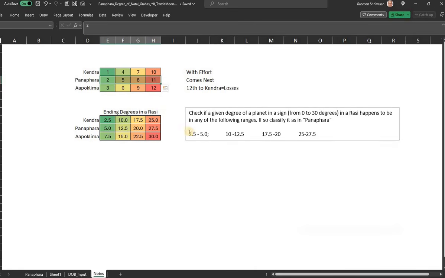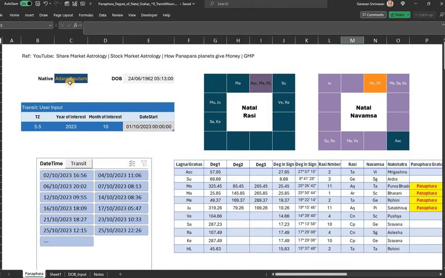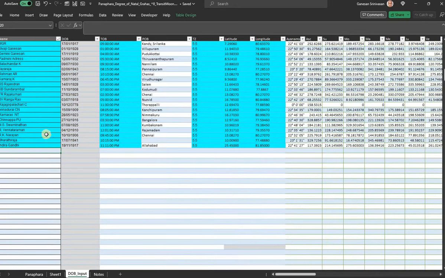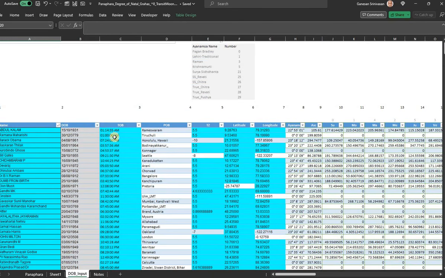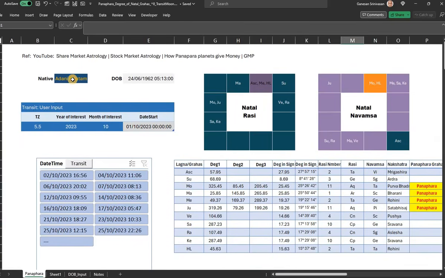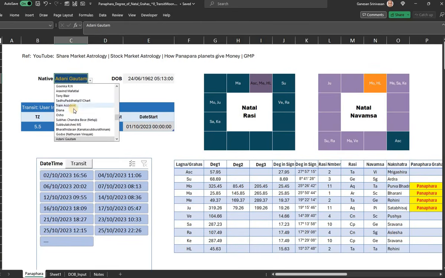So if the planets are going to be in these degrees, then they are supposed to be extremely beneficial to you. Given your natal chart, as I have before given multiple people's entries, you can put in your own information: you just give the name, date of birth, time of birth, place of birth, time zone, latitude and longitude. These are all calculated. Then you pull out what you need. Say I have chosen Dani's chart here, and his date of birth is linked here, natal chart and natal navamsa are populated, and what we identify here is what are the Panaphara degrees in your natal chart. Some planets are in Panaphara degrees for this person. So if I choose another person, that person might have a different list of Panapharas.